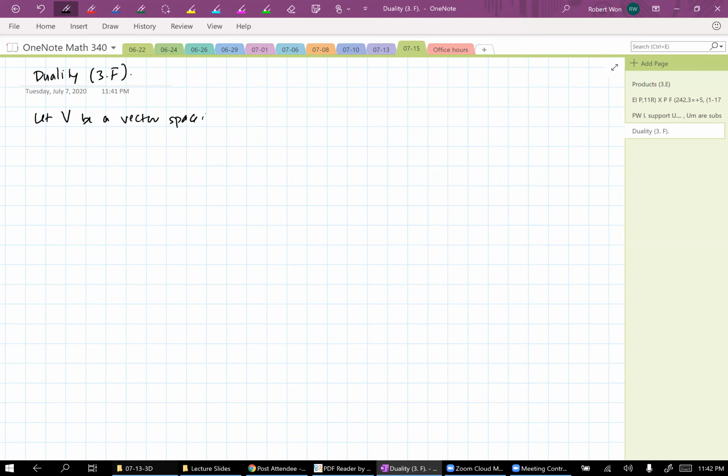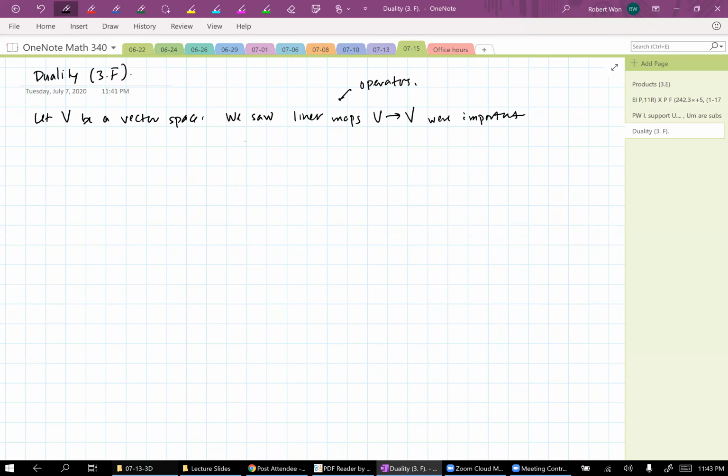One thing that we saw is that the linear maps from V to itself were important enough that we even gave them a name. We called them the operators on V. These are called operators. And when you study the operators of a vector space, you can learn a lot about the vector space.